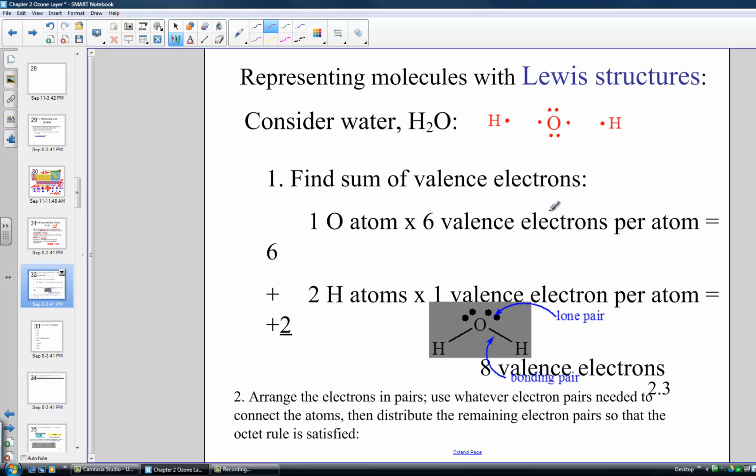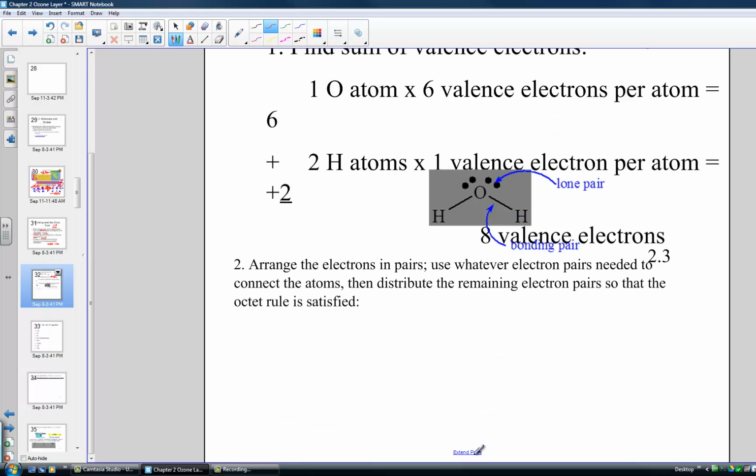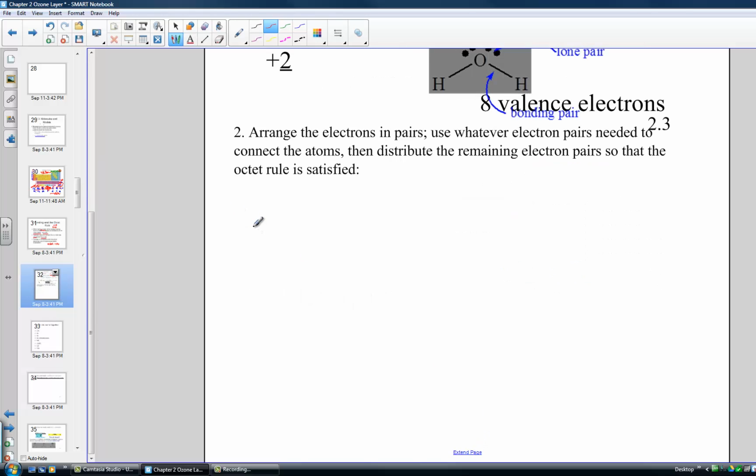When we represent molecules with Lewis structures, we can consider a first example, such as water. We start to create a molecule where we have what's called a central atom, and the central atom serves to connect all of the other atoms back to it with a covalent bond, a shared pair of electrons. We'll just extend the page and start working this out.